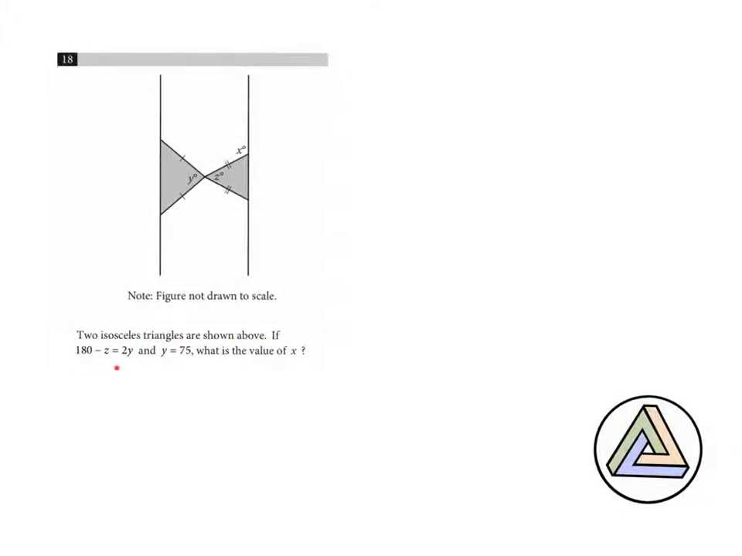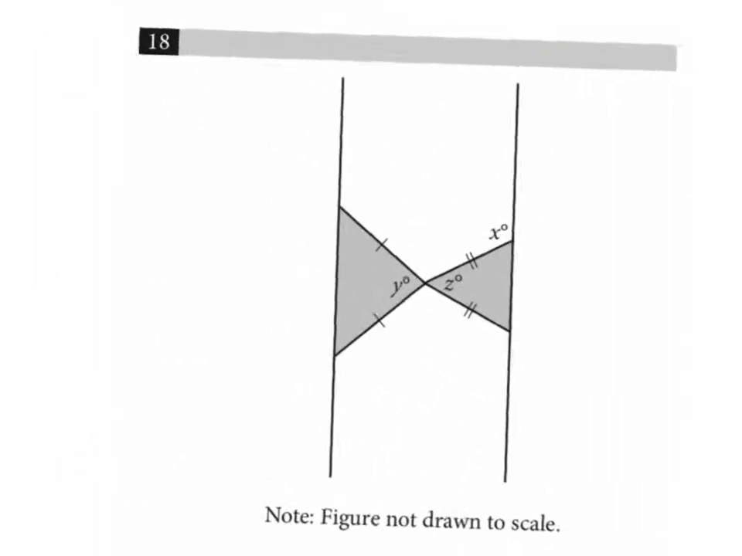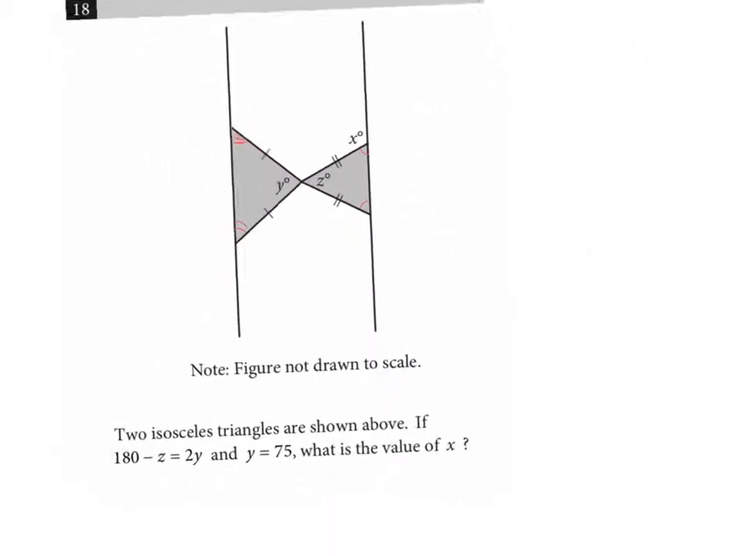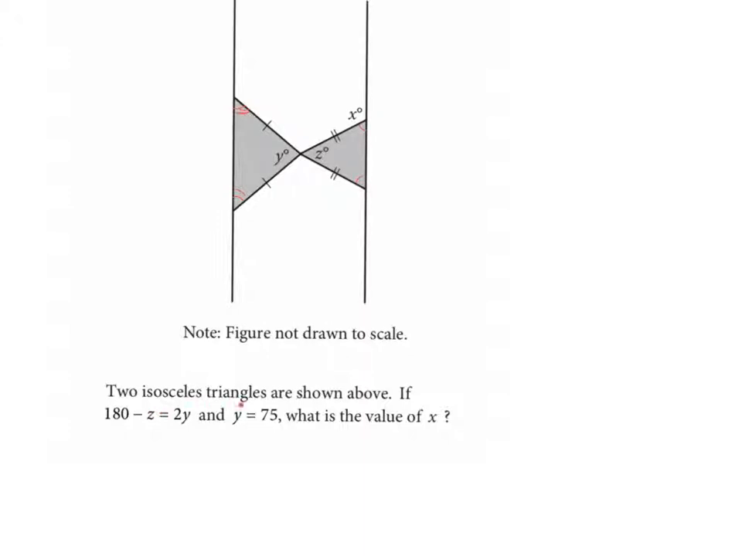Moving on. Okay, two isosceles triangles are shown above. If 180 minus z equals 2y and y equals 75, what's the value of x? Okay, well, first of all, if you're being told that you're dealing with isosceles triangles, you might as well label those angles as being equal to each other and label these angles as being equal to each other, because these are the base angles of the isosceles triangles.